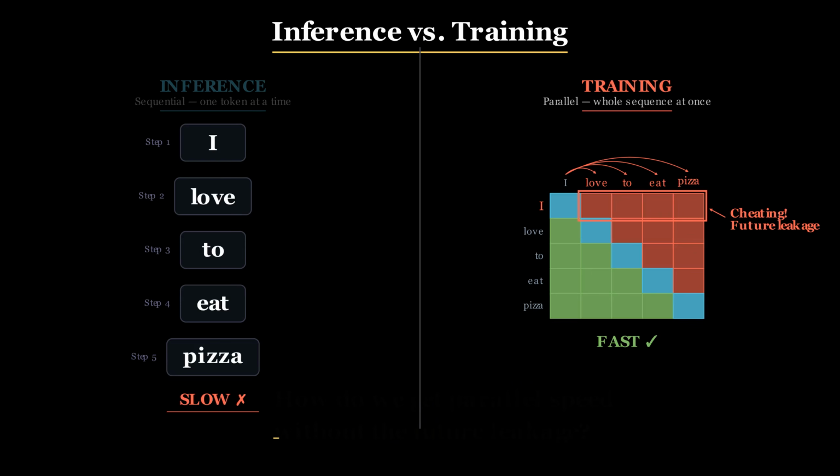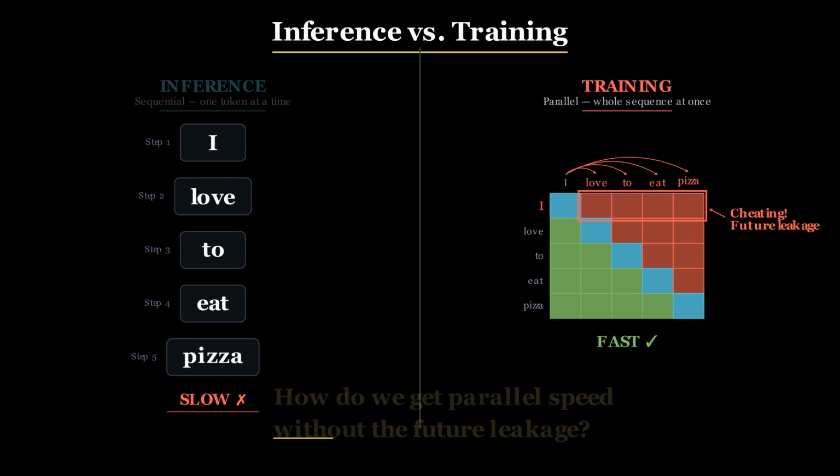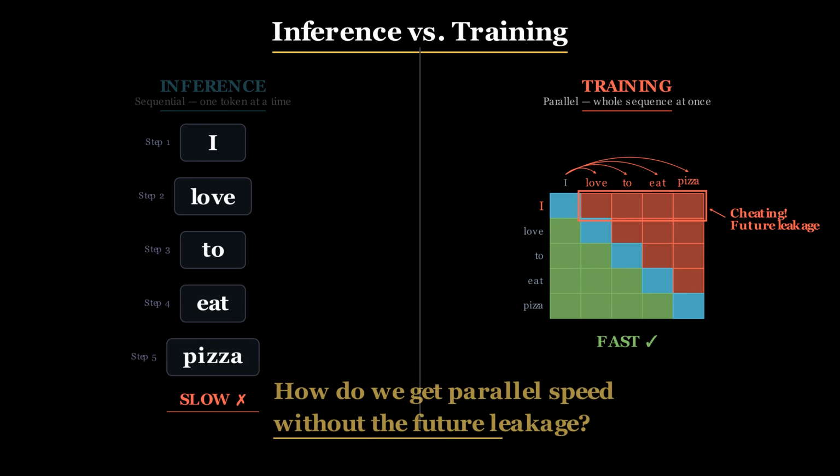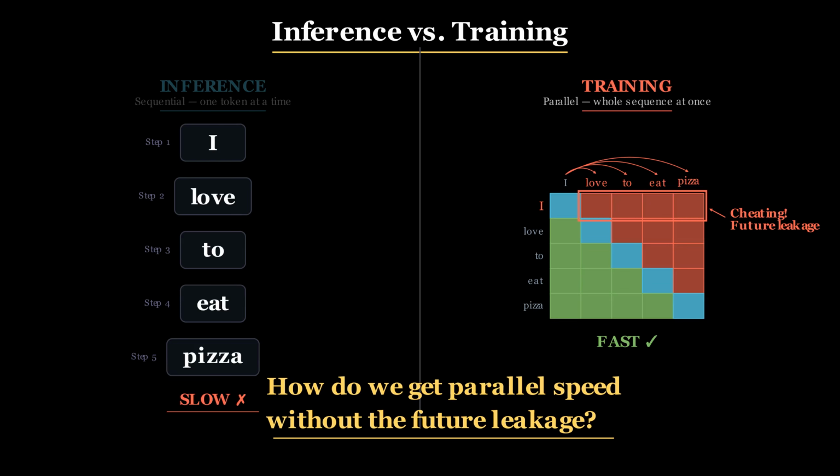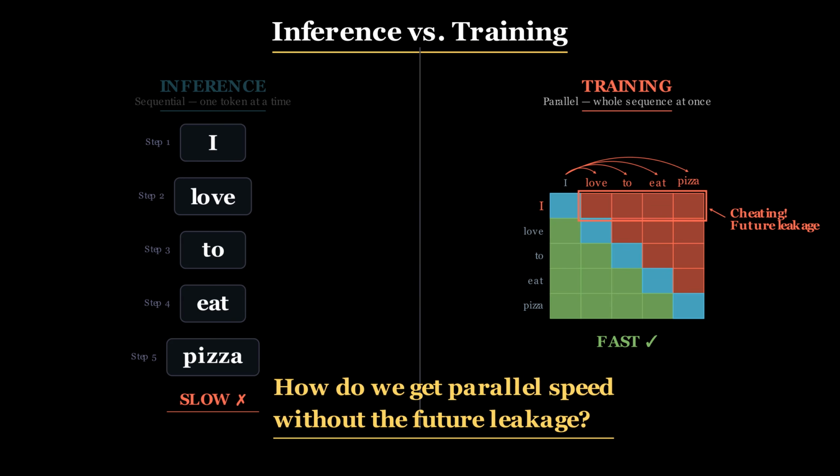So we're stuck. During inference, generation is inherently sequential because each new token depends on the previous ones. But during training, we want parallel computation for speed. The problem is, parallel training leaks future tokens. So how do we keep the speed of parallel training without letting the model peek at the future? That is exactly what masked self-attention solves.